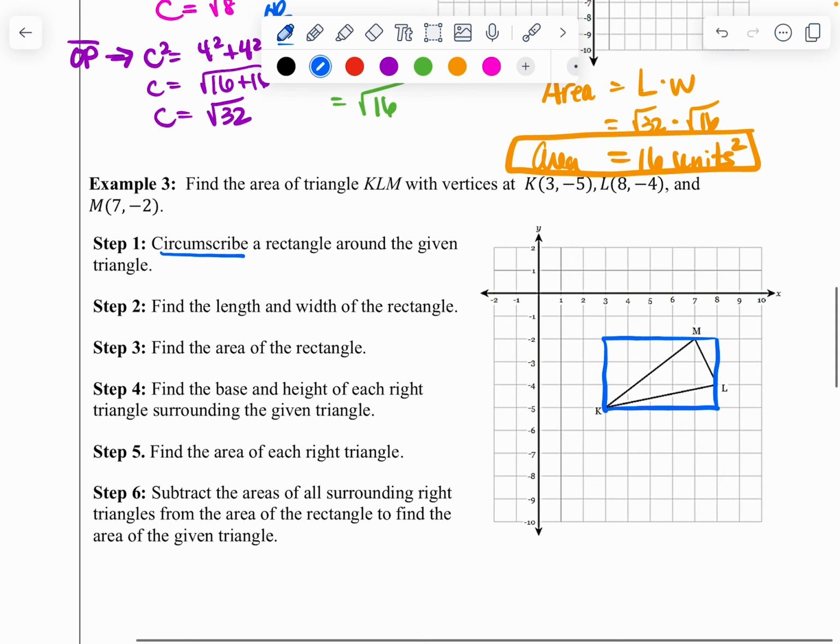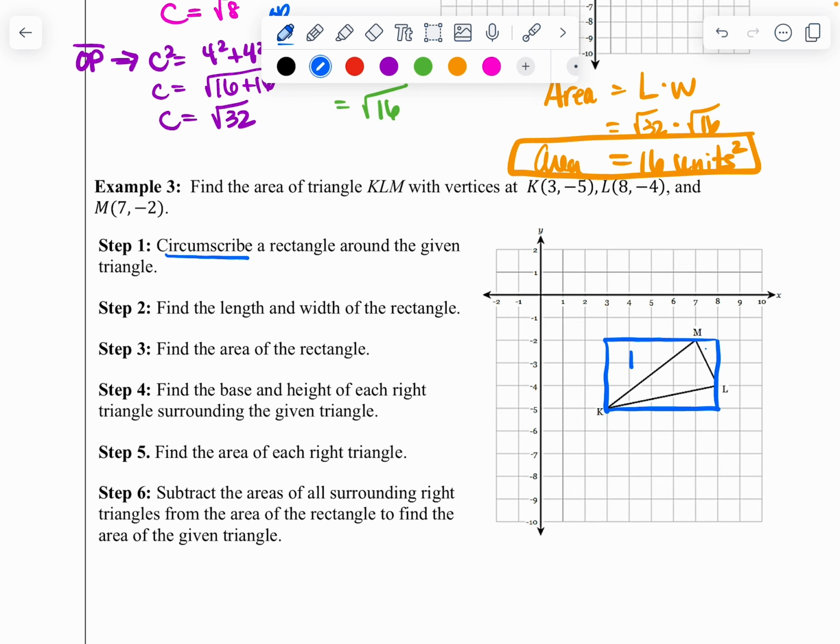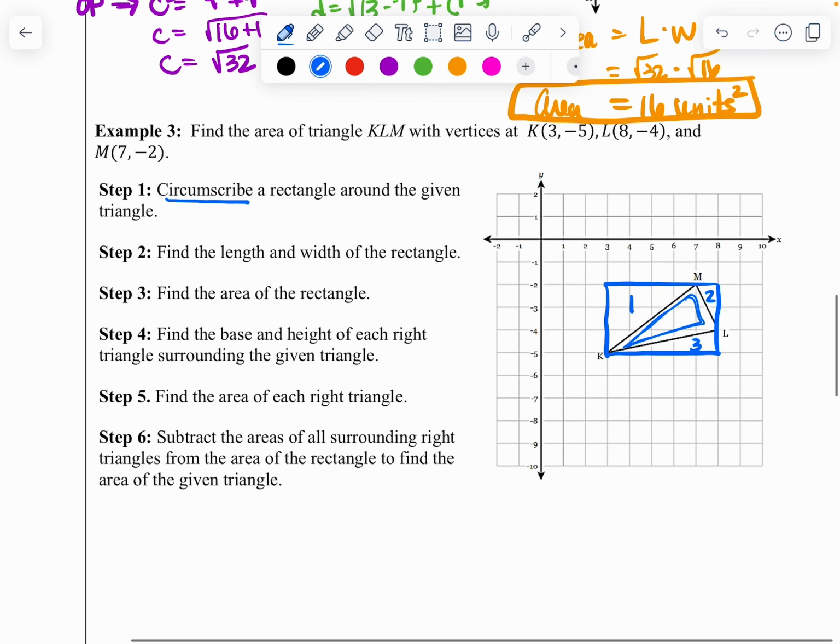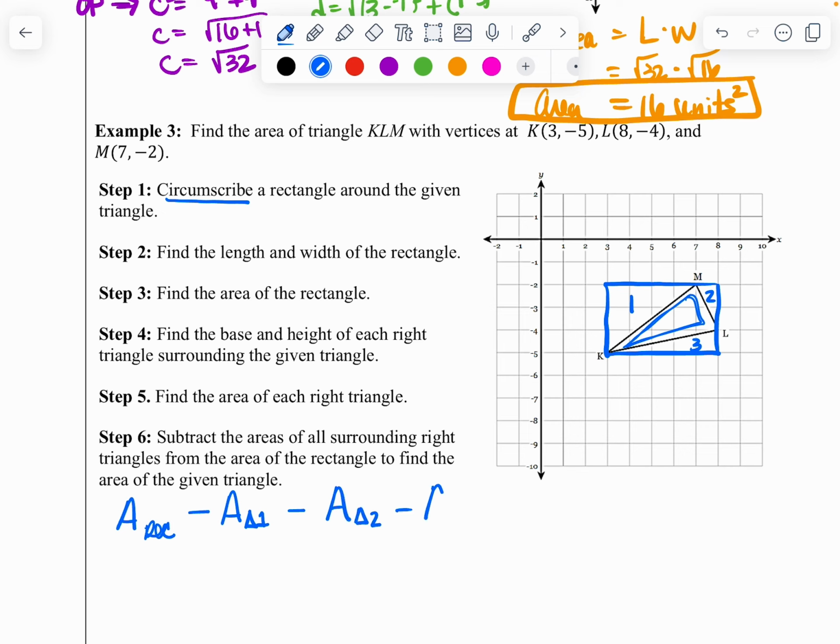I'm going to find the area of the rectangle and then subtract out 1, 2, 3 triangles, and that will give me the piece that I'm looking for. So we have the area of the rectangle minus the area of triangle 1 minus the area of triangle 2 minus the area of triangle 3.